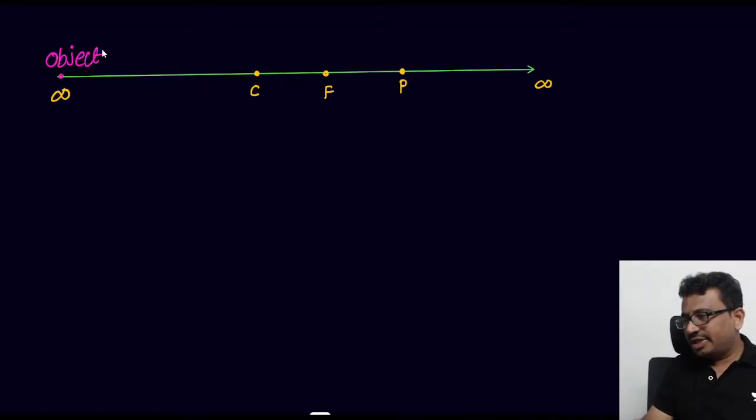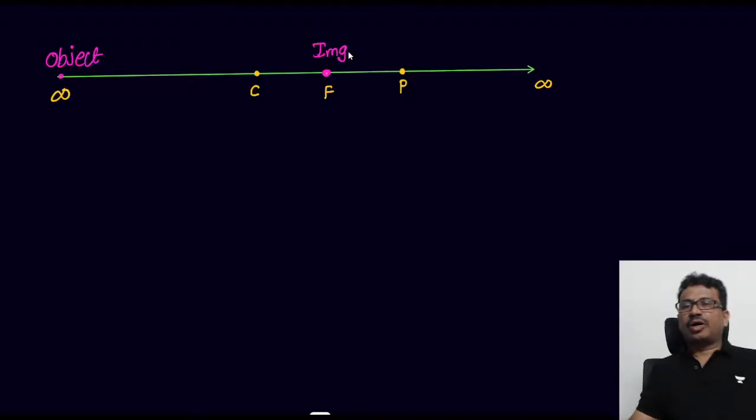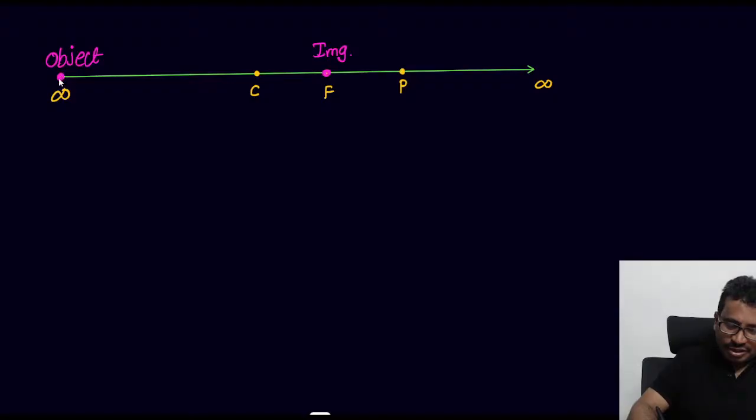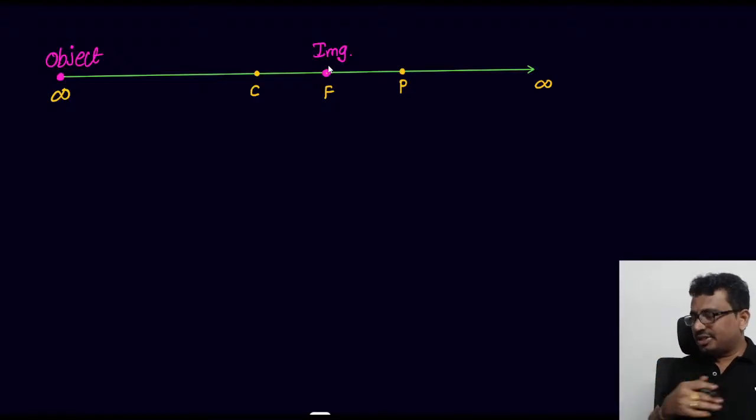Object is at infinity. Then the image will be formed at the focus. If the object is at infinite distance, the image will be formed at the focus.